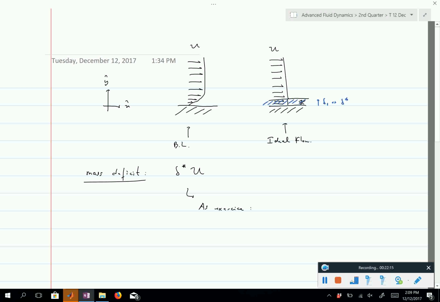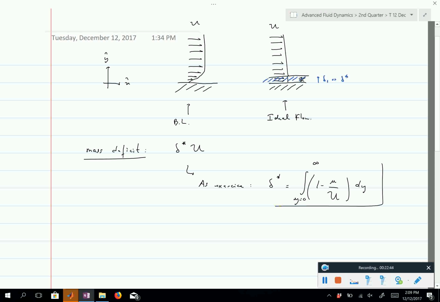That's a good exercise to get back into control volumes. It's a mass conservation problem. So as an exercise, just verify that delta star is equal to the integral from y equals 0 to infinity of 1 minus u divided by the velocity in the outer layer, dy.